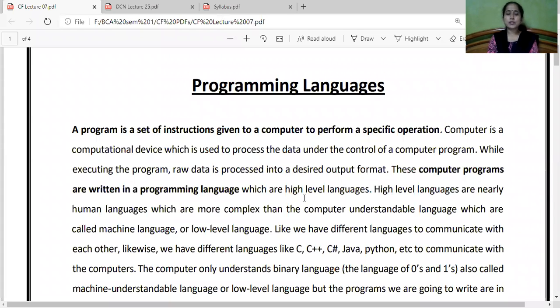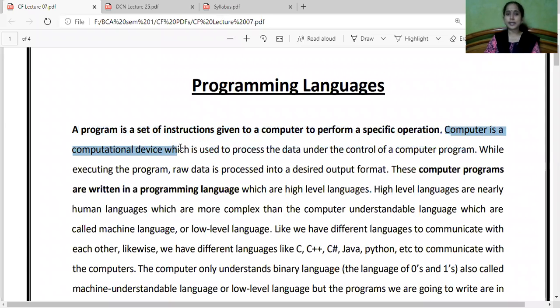Good morning, students. Today we are going to talk about programming languages and their types in this lecture series of computer fundamentals. Now, to start with programming languages, first have an understanding of what a program is, which we have discussed in the past few lectures. A program is a set of instructions, as we all know, given to a computer to perform a specific operation.